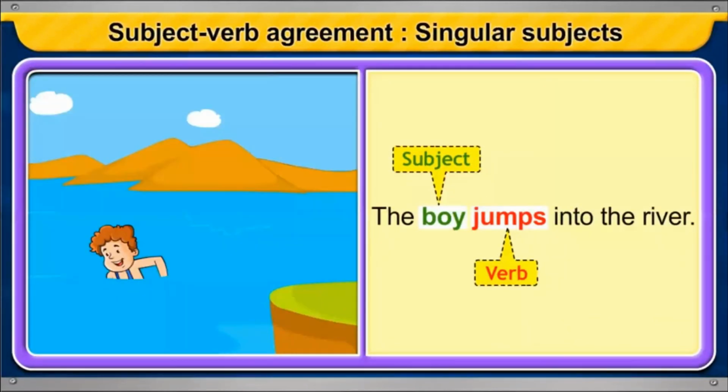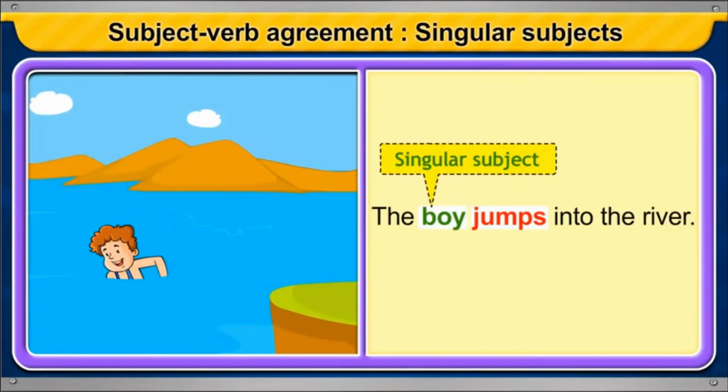If the subject in a sentence is singular, the verb must also be singular. Okay, listen children, if the subject is in singular form, the verb form also must be in singular. That means the singular verb.